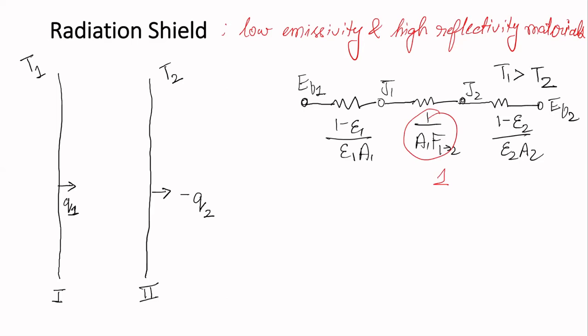So something like sigma (T1 to the power 4 minus T2 to the power 4), divided by (1 minus epsilon 1) over epsilon 1 plus (1 minus epsilon 2) over epsilon 2 plus 1, and we can go ahead.